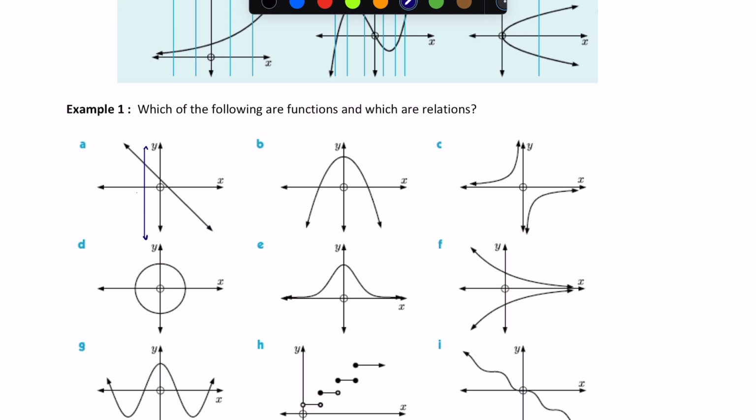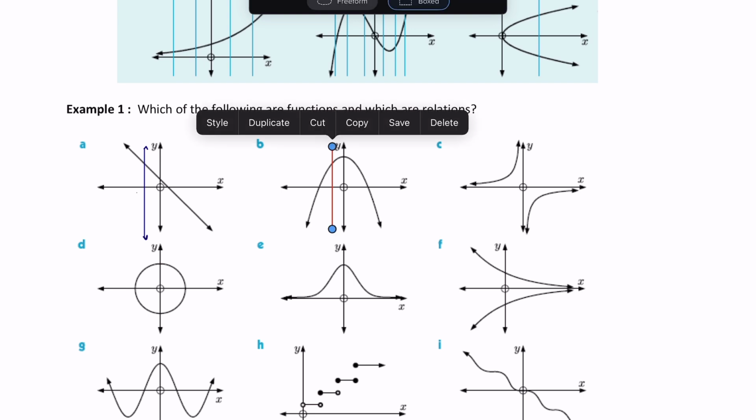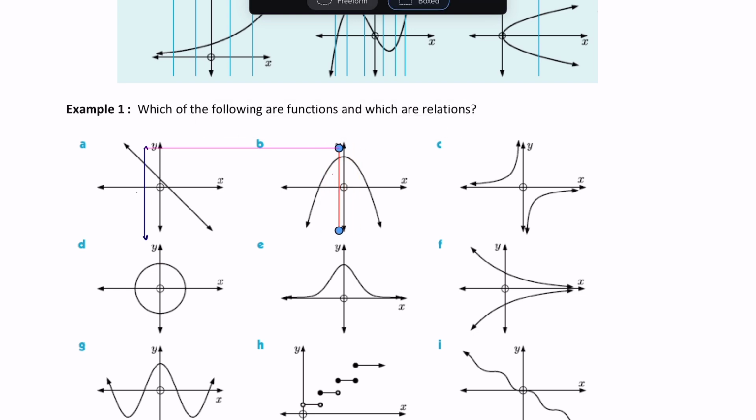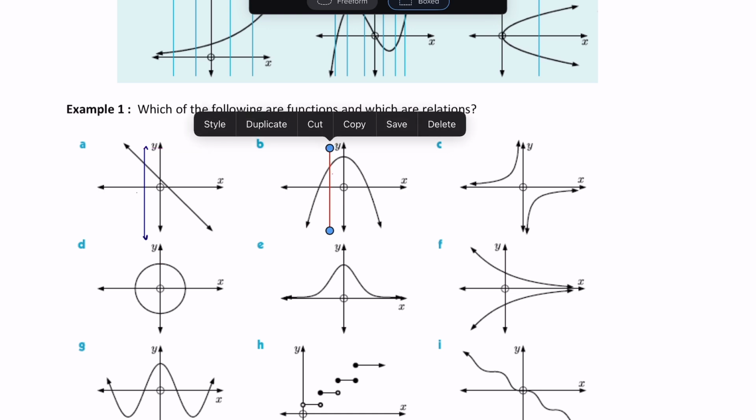For B, if I draw a line through and move it left and right, you see that again, it only passes through one point as well.